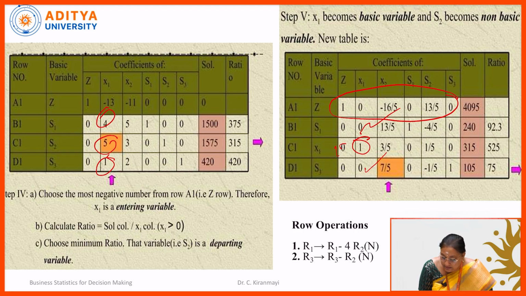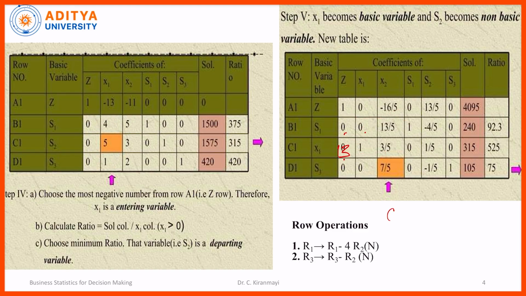Here x3 is 13. I will show you. First, for x1, let us calculate the net evaluation. How can we calculate it? The coefficients of the basic variables in the main objective function should be multiplied with the respective elements in that column. For x1, I am performing the net evaluation.